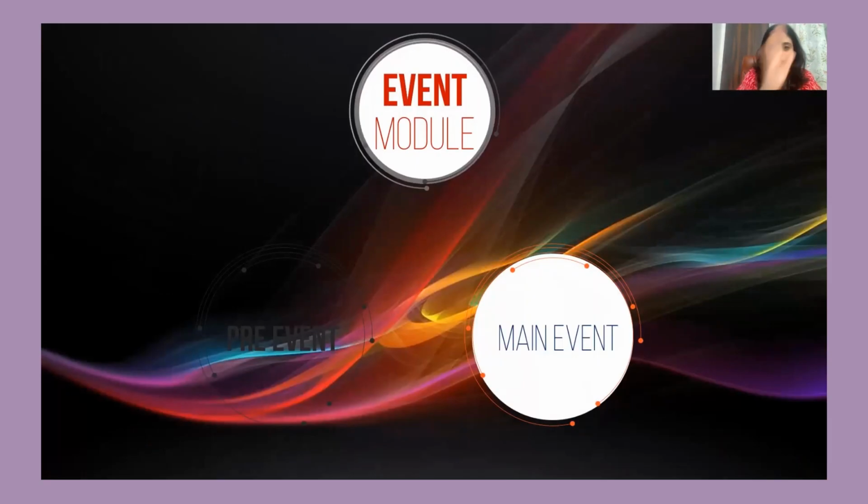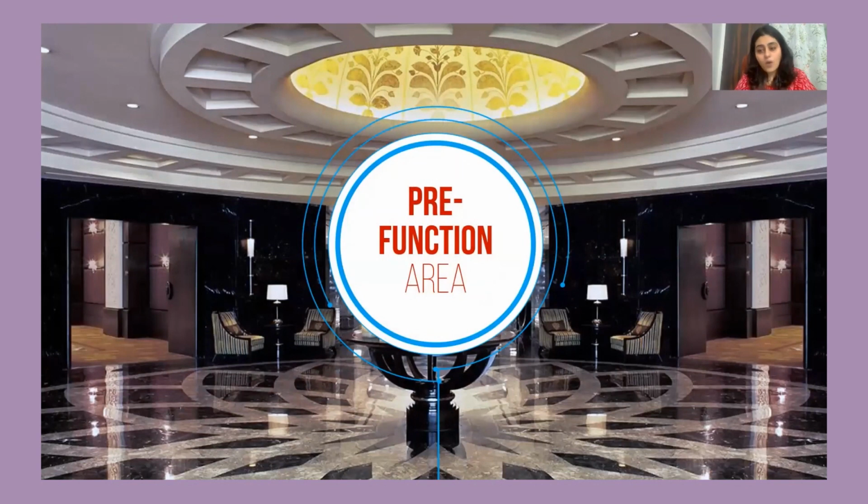So I say, I'm done with my pre-event bit. Let's get into the main event. And there, in the main event, you also have different touch points. So you have the pre-function area, you have the main event area, and you also have an F&B area if you're doing any activity there, or putting a special branding there. So you could have that as a separate area as well.